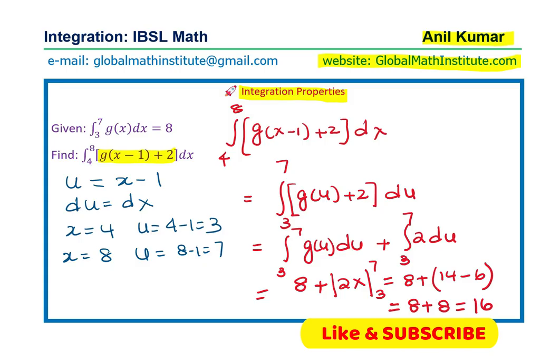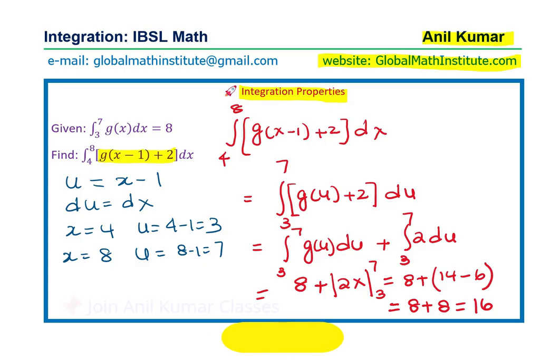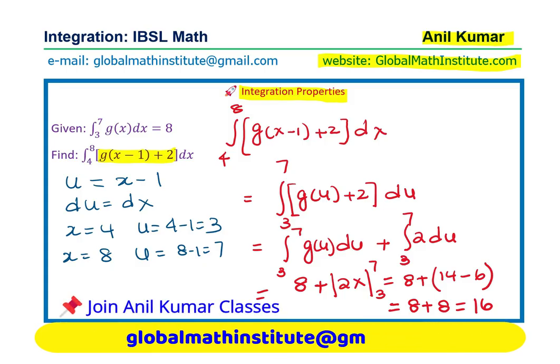Now, those of you who remember the rules, they could straight away write the integral from 4 to 8 of g of x minus 1 as the integral from 3 to 7 of g of x dx, right? And then do the question. So I did the substitution just to show you how we really get the same result. I hope that makes sense.